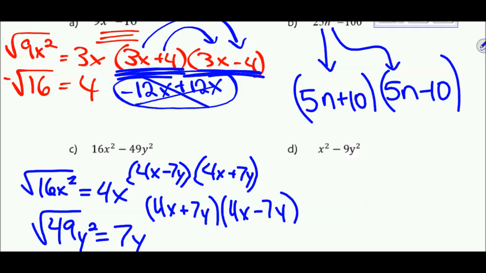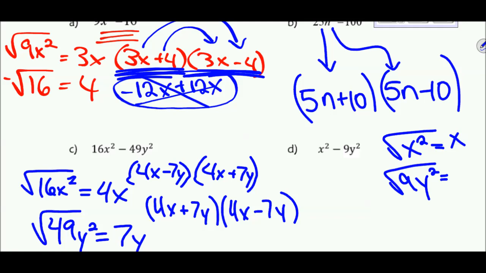What about this one? What's that condition when I do the square root of x squared? William, what's that? Square root of x squared. Mark, it's x. What's the square root of 9y squared? Yep. Those two come together with opposite signs: x minus 3y and x plus 3y.